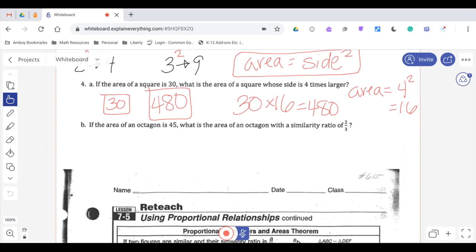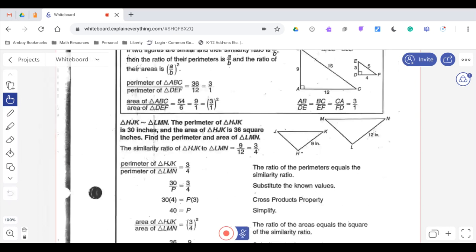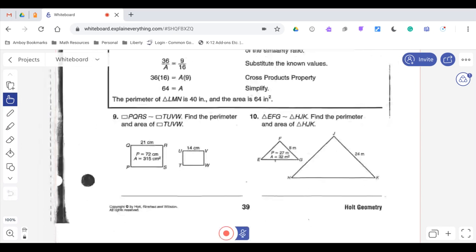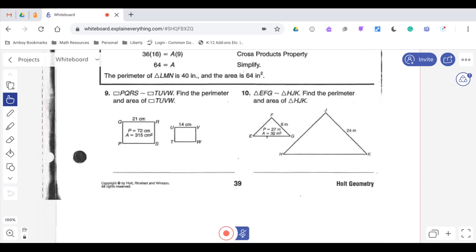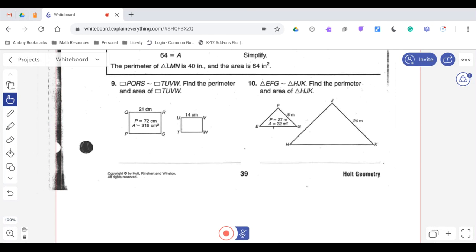Okay. We're going to skip that last question. Let's jump all the way to the back here. Okay. I want you to keep this in mind, and we're going to do problems 9 and 10. Okay. So problem 9 says to find the perimeter and area of TUVW, or the smaller circle here.